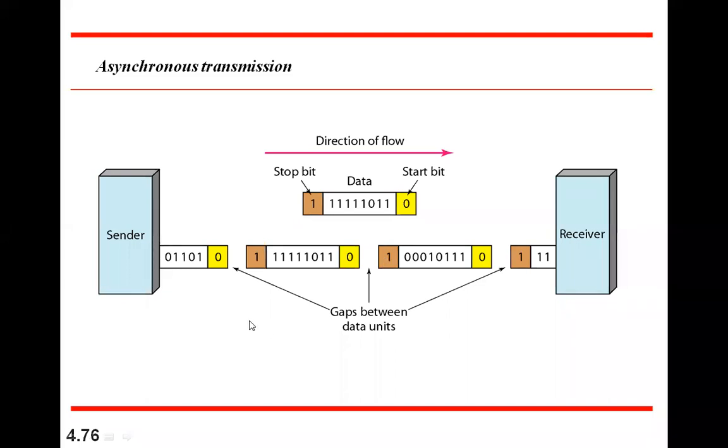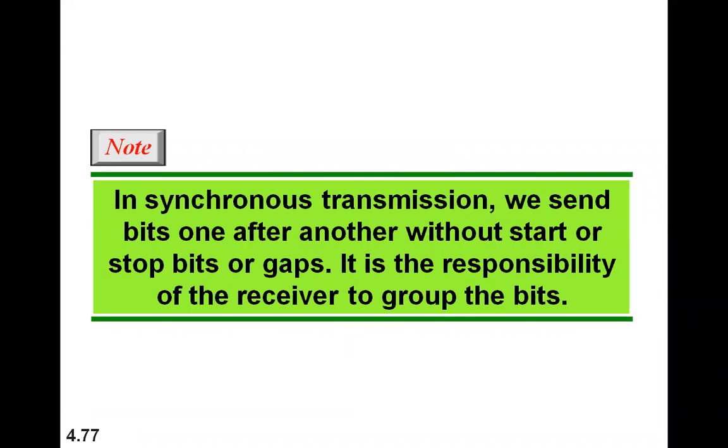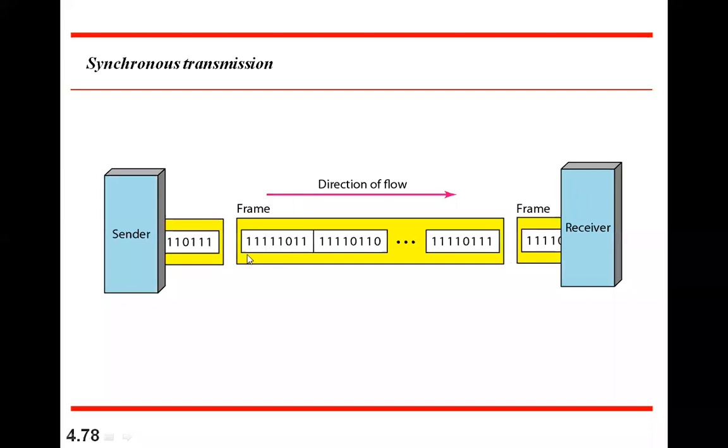And compare this with synchronous transmission. We send bits one after another without start or stop bits or gaps. You can see here, assume that this is a stream, this is another stream, and so on. Here we send a stream of bits, which means a continuous flow of bits at a particular data rate. That is always synchronized with the clock. This bit transmission is synchronized with the clock, and it's a continuous flow.